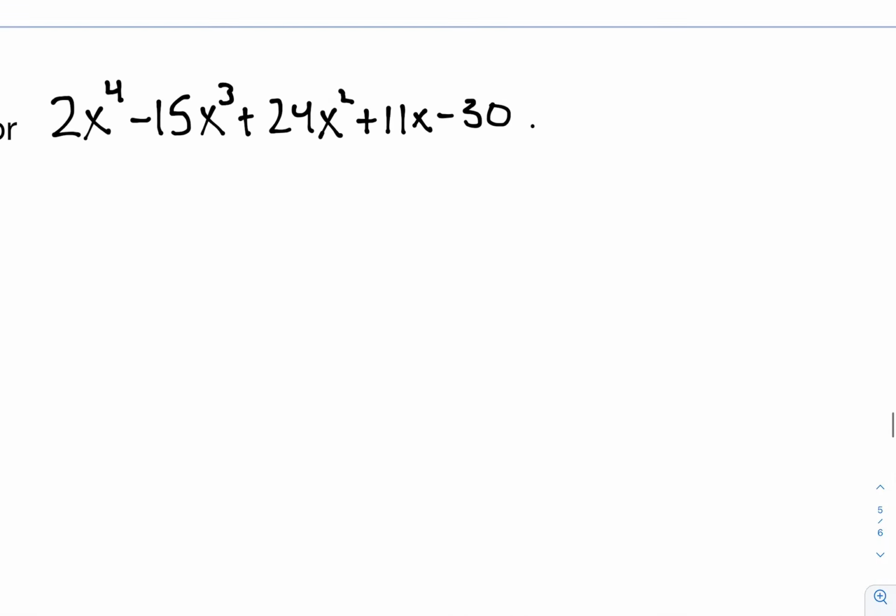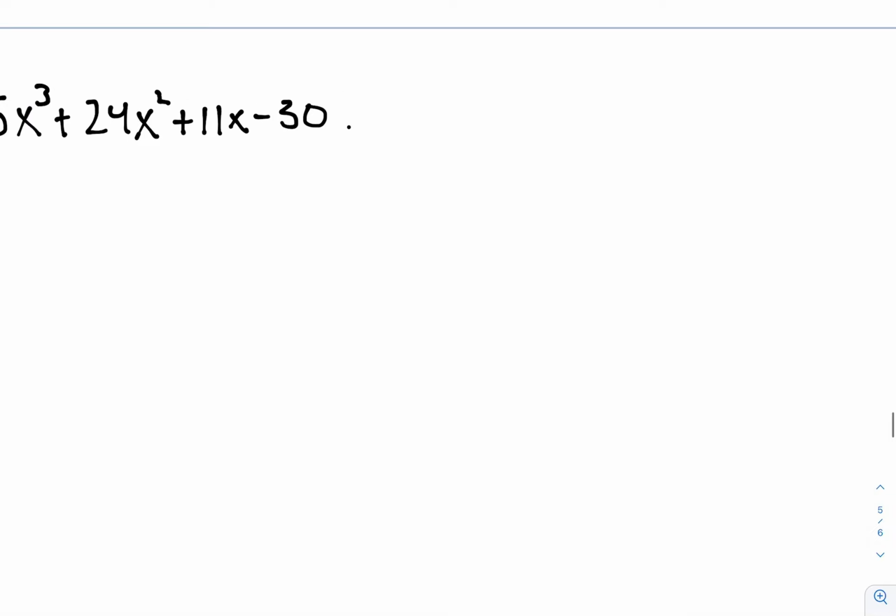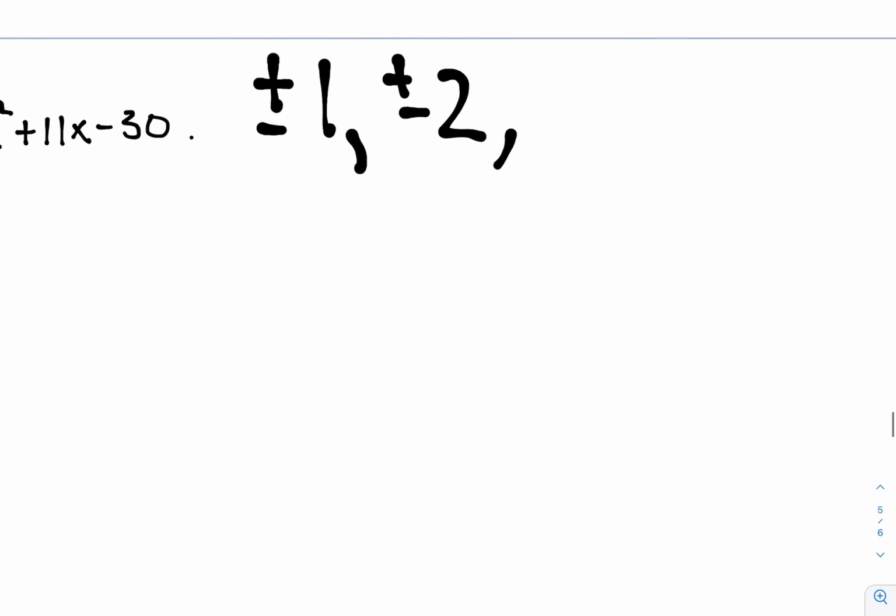Okay, let's do one more example. So this one here, remember we always want to look at this last number, negative 30. When we're thinking of factors of negative 30, we always do plus or minus 1. That's kind of the first one we think of. 30 can be divided by 2, so plus or minus 2. 30 can be divided by 3, so plus or minus 3.